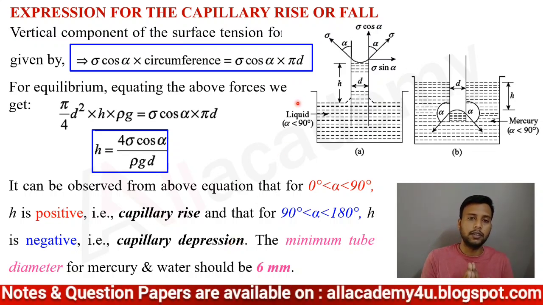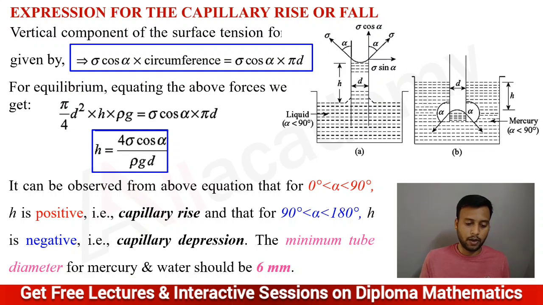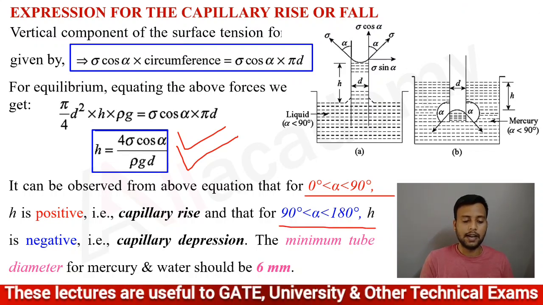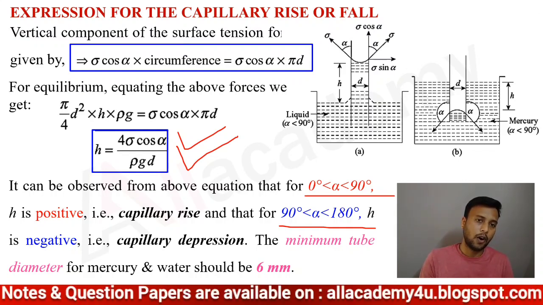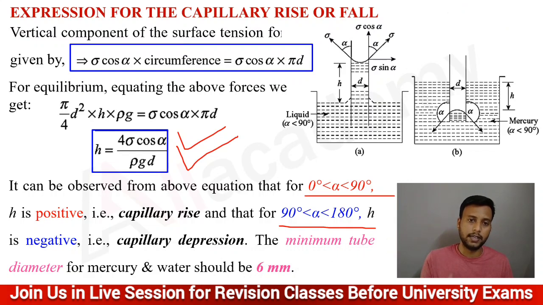So now you have got the difference between capillary rise and capillary depression. The same equation is used for both conditions to identify the capillary rise and capillary fall. The only difference is the angle of contact. If the angle of contact is between 0 and 90 degrees, then it is a capillary rise. If the angle of contact is between 90 and 180 degrees, then it is a capillary depression. So hope now you got the difference.